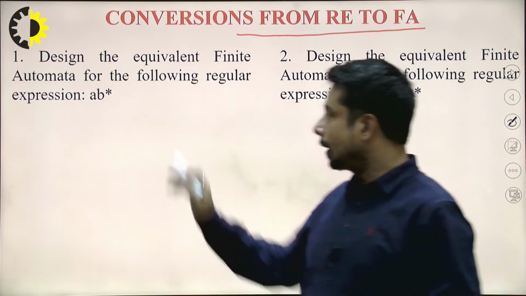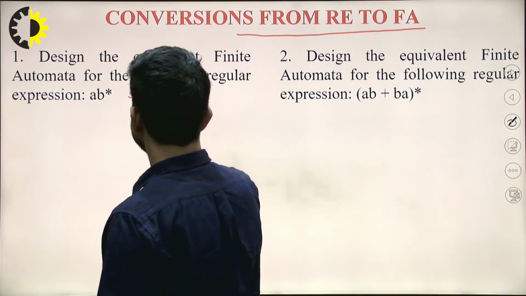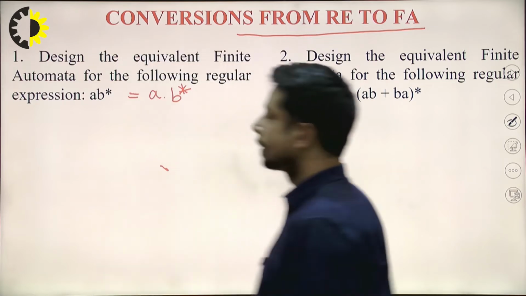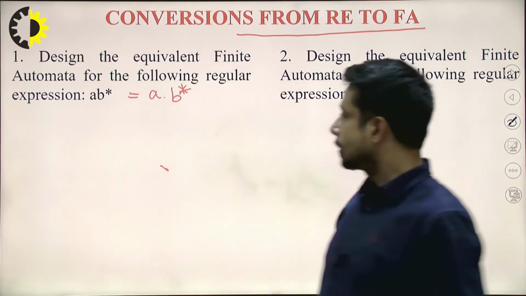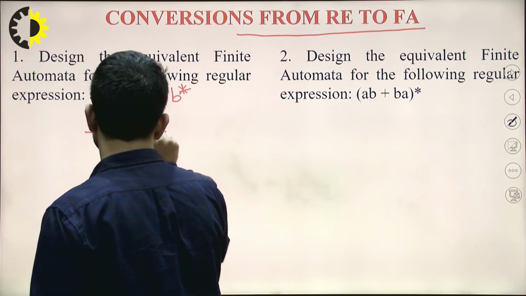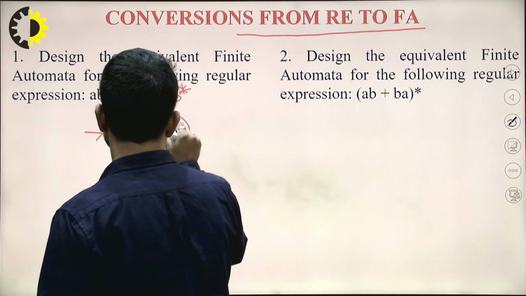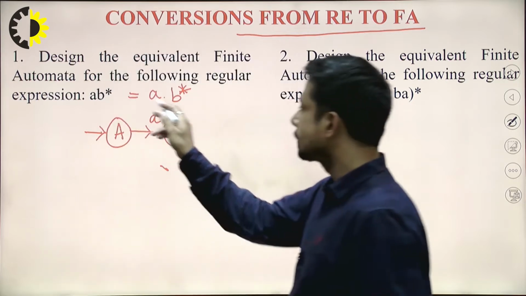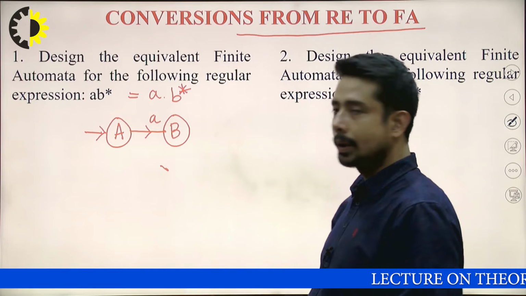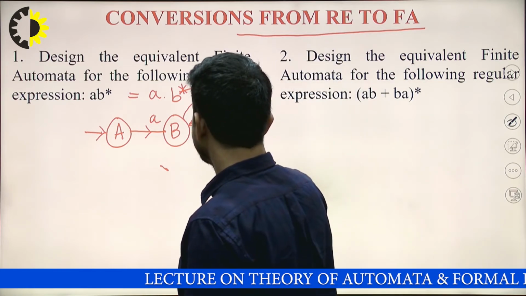Okay. So A B star. A B star means what? I can write it like this, that it is A dot B star. So that means I will first draw an initial state. From here I will initialize the A transition. This is suppose state A and this is suppose state B. So A is done. Now for B star, do I need to take one more B over here? No. What I have to do is take a self loop over here as B.